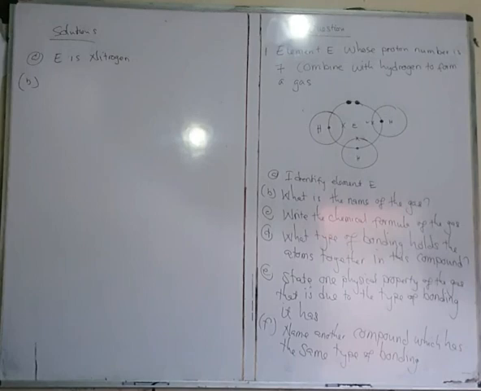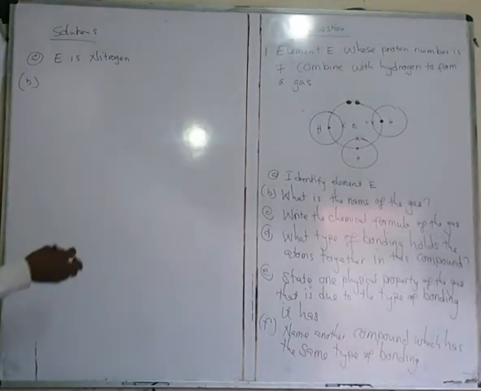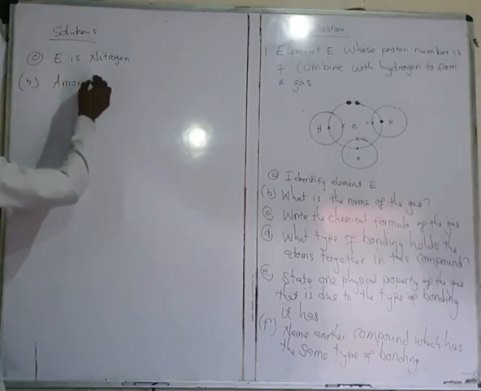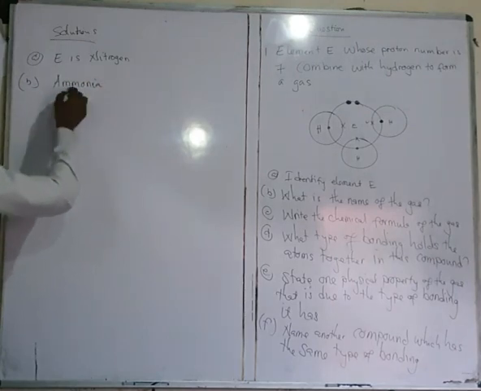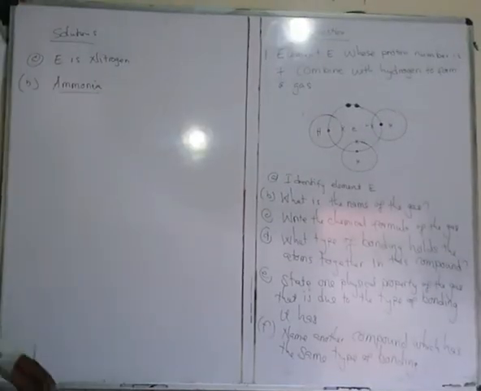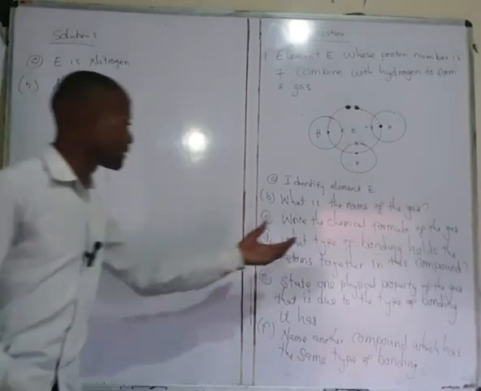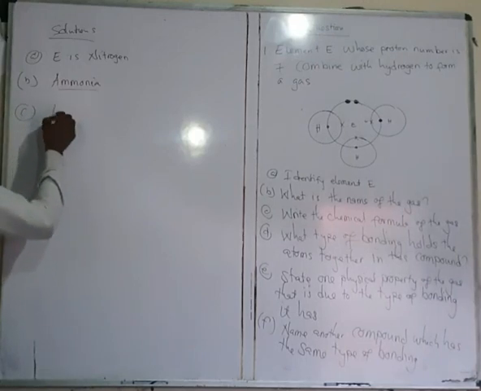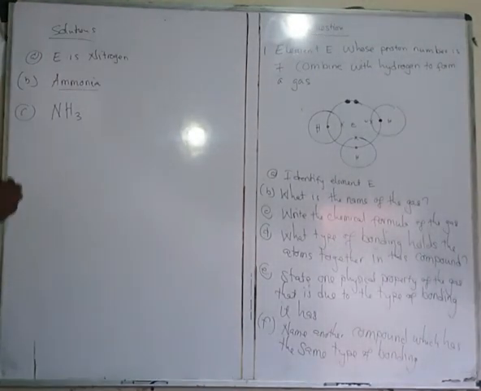B. What is the name of the gas formed when nitrogen combines with hydrogen? Ammonia. So we have ammonia gas. Now question C. Write the chemical formula of the gas. What's the chemical formula for ammonia? NH3. Good. So NH3 is the chemical formula for ammonia.